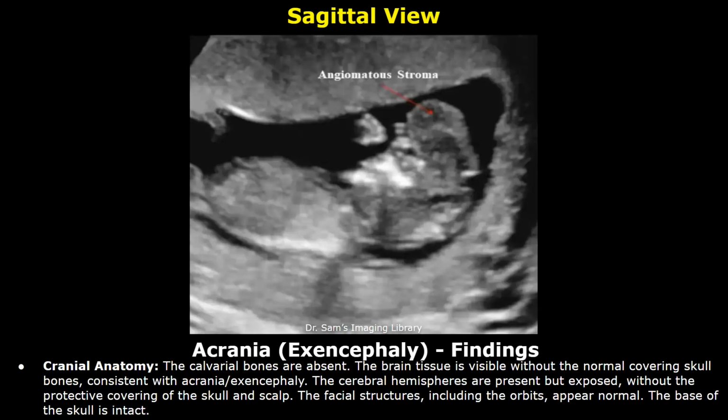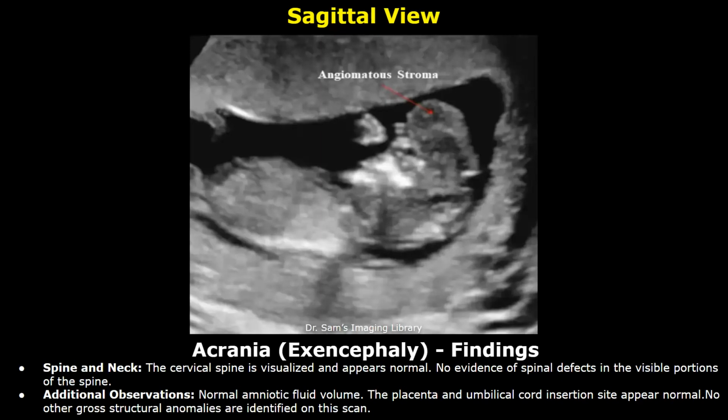Cranial anatomy: the calvarial bones are absent. The brain tissue is visible without the normal covering skull bones, consistent with Acrania or Exencephaly. The cerebral hemispheres are present but exposed, without the protective covering of the skull. The facial structures, including the orbits, appear normal. The base of the skull is intact.